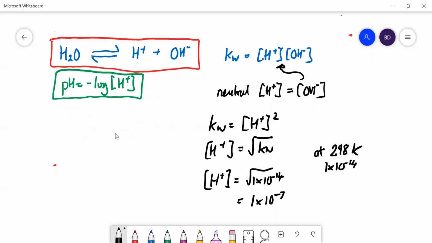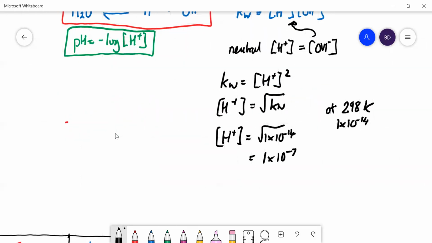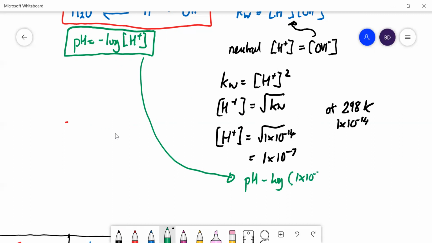And finally, we're going to use this equation here to work out the pH. So the pH is the minus log of 1 times 10 to the minus 7, which, without a calculator, I'm sure you can do, is 7. So the pH of neutral water at 298 Kelvin is 7.00, which is what we expect.